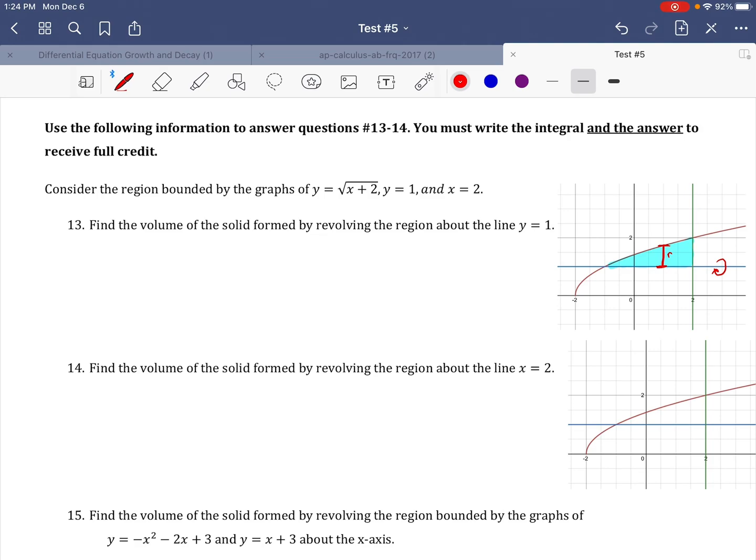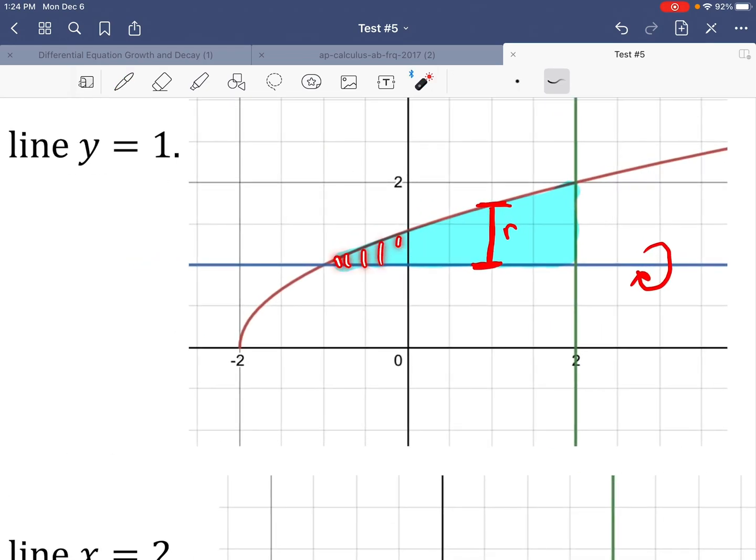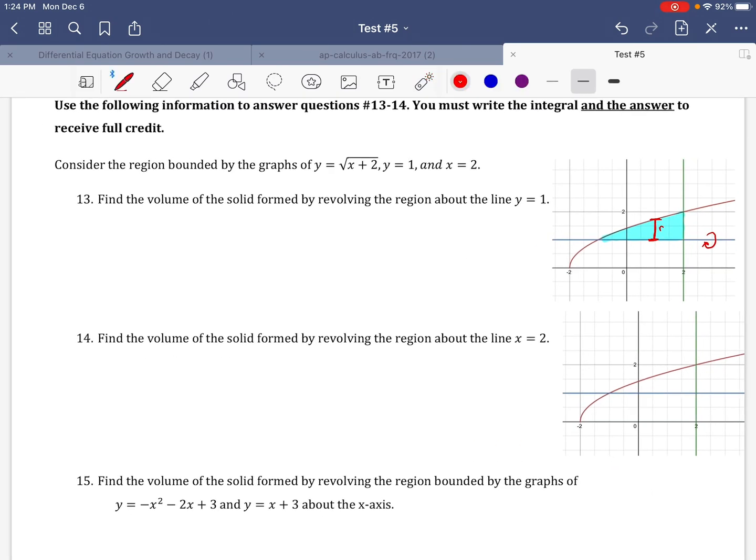So when I set up my limits, and again, you're spinning all of these radii all the way across. A lot of us had some issues with the limits. So it's a disk method, so it's pi integral. Now, I start spinning here at -1, and I'm sweeping that spinning disk all the way to 2. The top curve of my radius is the square root of x plus 2. And now I'm spinning it around the axis of revolution, so top minus the bottom. The bottom is the line y equals 1, quantity squared, dx.